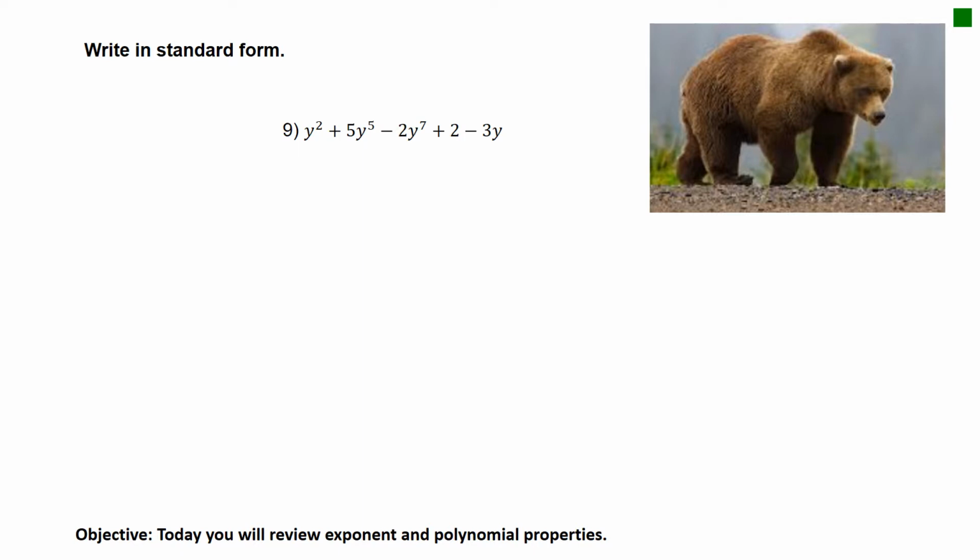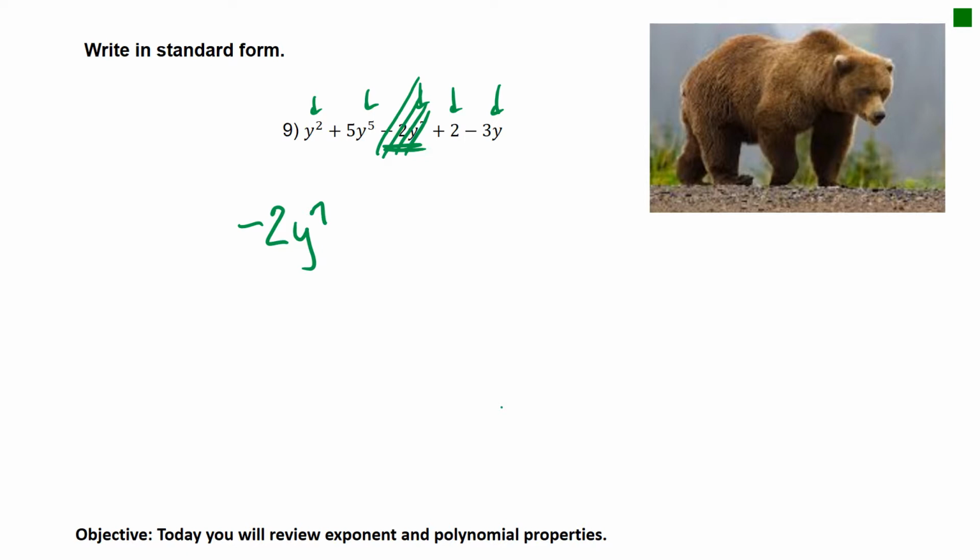Write in standard form. Standard form means we have to start with the biggest term that has the biggest variables. This one has 2, 5, 7, 0, 1. So 7 wins. Make sure you take the sign with it. So it's -2 to the 7th.